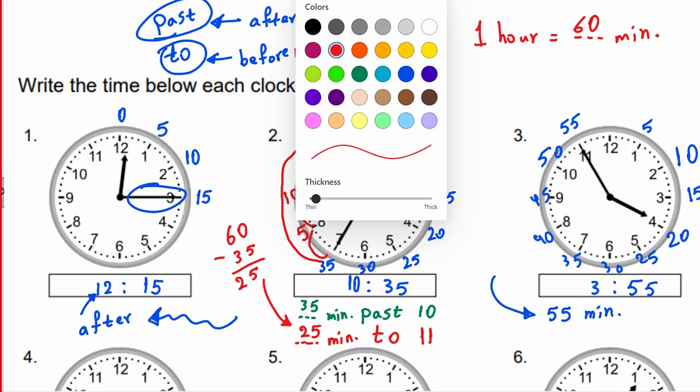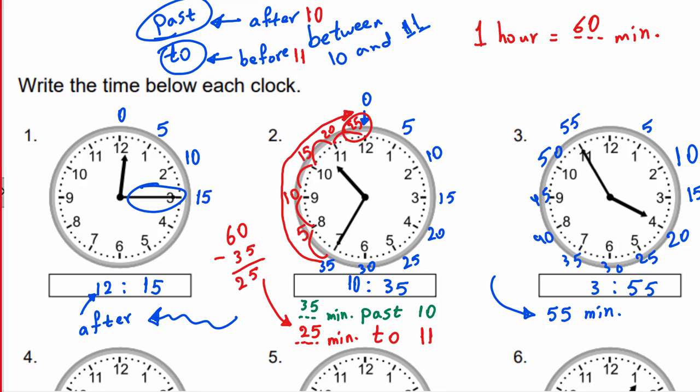So, Faris, it's 55 minutes past or to? Past means after. After what? After 3 o'clock. So it's 55 minutes past 3. Read it again. 55 minutes past 3. Okay.